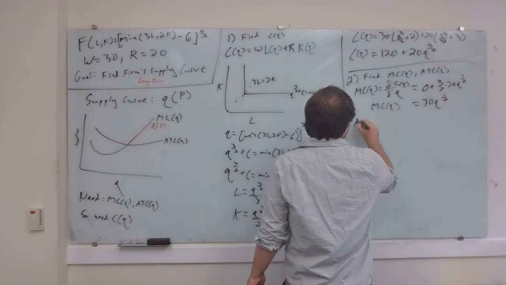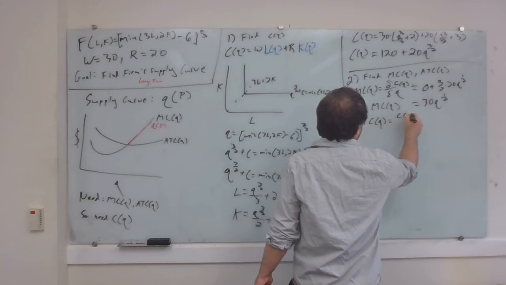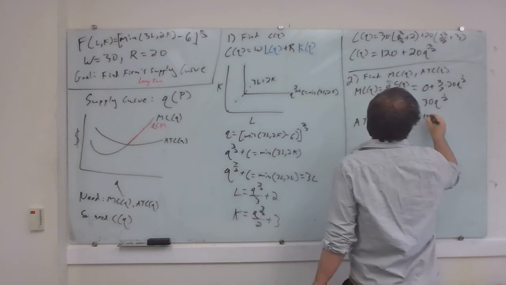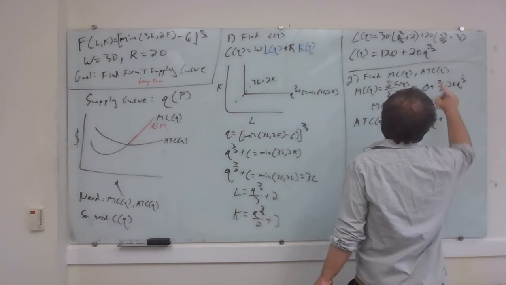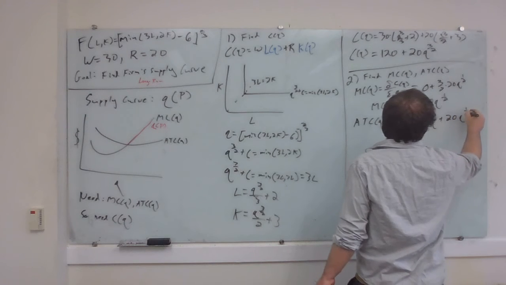Okay. And then how about our average total cost with respect to Q? Well, our average total cost is just going to be C of Q over Q, right? Which is going to be 120 over Q plus 20Q to the 3 halves over Q, so 20Q to the 1 half.